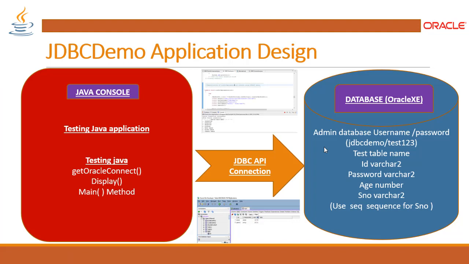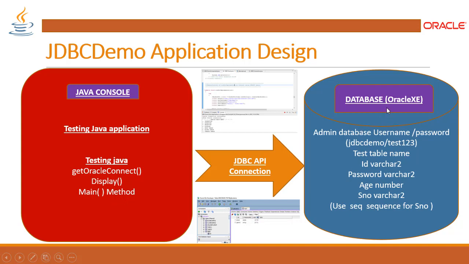So let's get into the code. This is my application design. Java console is nothing but Eclipse, the IDE, where we are going to write the code. I'm going to make a testing Java application project. Inside this project, I'll have a class file testing.java. In this testing.java, we have a getOracleConnect method and a display method, and this is my design. You can design it accordingly. This is the most efficient and standard type of design we always prefer. And inside the main method, I'm going to call these connect and display methods to get the values.